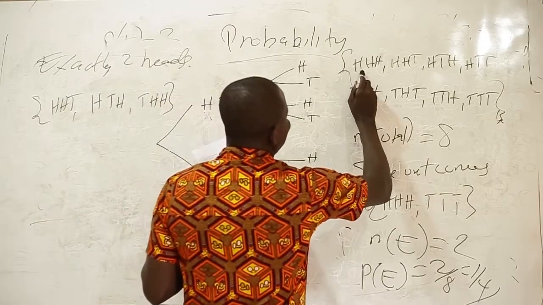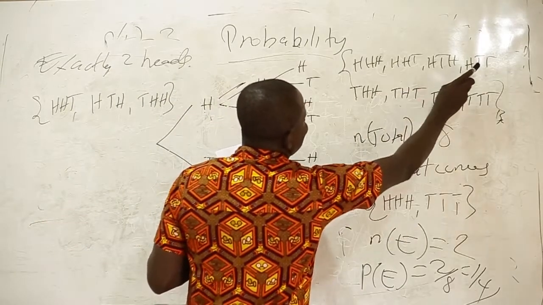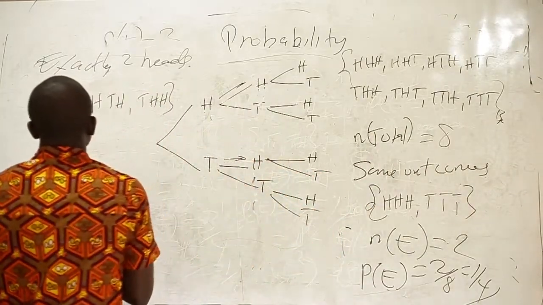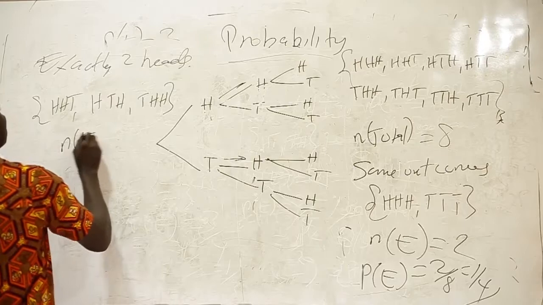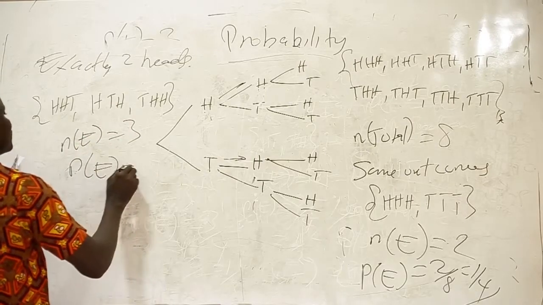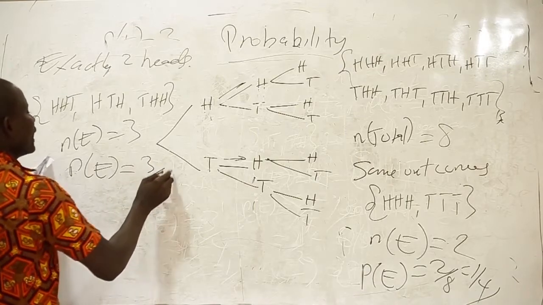Because here is 3 heads here. So this one is only 1 head. 2 heads, this. So this is what we are having. So n events is equal to 3. So P events is what? It's 3 over 8. Is that okay?